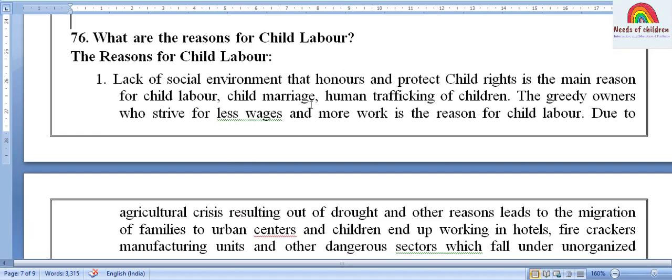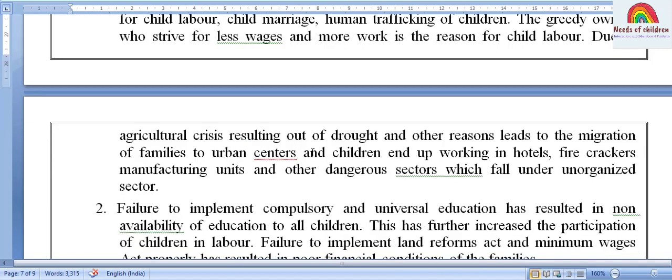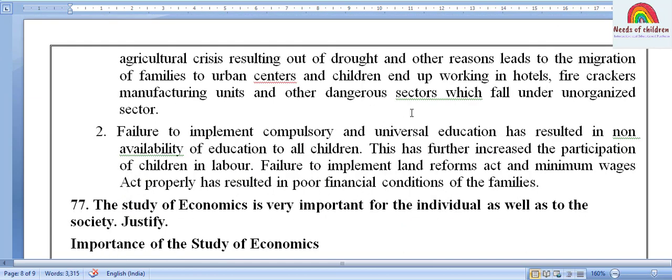Lack of a social environment that honors and protects child rights is the main reason for child labor. Child marriage, human trafficking of children, and greedy owners who strive for less wages and more work are reasons for child labor. Agricultural crisis resulting from drought and other causes leads to the migration of families to urban centers, and children end up working in hotels, firecracker and manufacturing units and other dangerous sectors which fall under the unorganized sector.